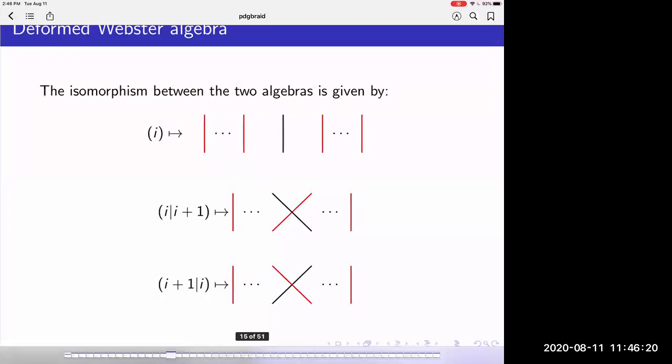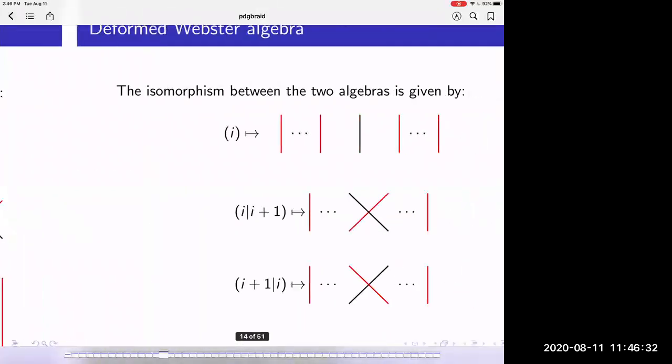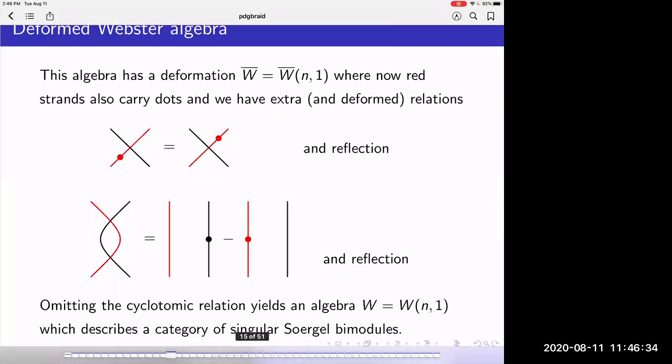Okay, so one could check that this is the isomorphism given by the algebras, and the various relations we saw in this algebra A shriek manifest themselves in these relations that we saw earlier. Okay, so now this algebra has a deformation.